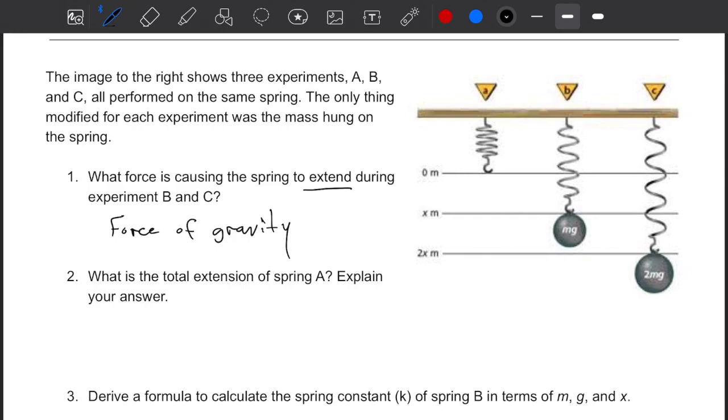What is the total extension of spring A? Explain your answer. Well, spring A is not extended. It is where it wants to be. It's in its happy place. It's at the spring's equilibrium. At this point, the spring is the entire system, but there's no mg pulling down because we'll consider the spring to have 0 mass. And the spring's not pulling up because the spring is at its equilibrium.